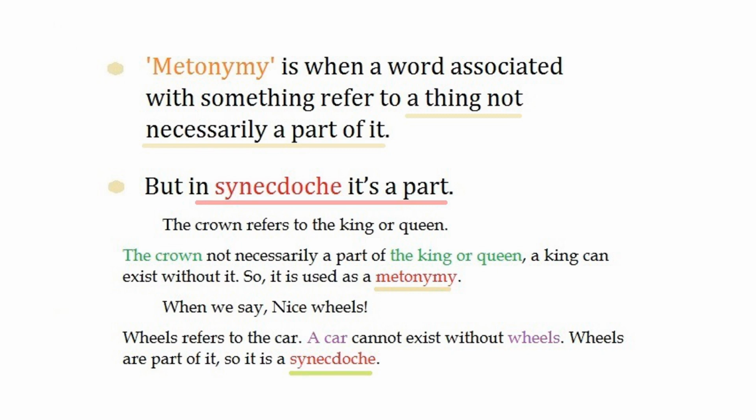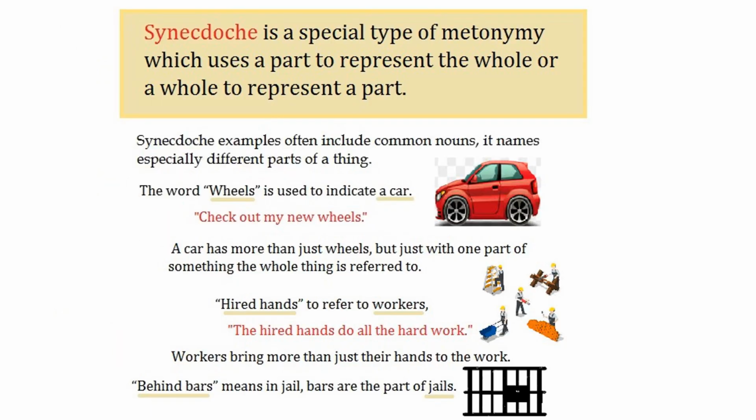When we say, nice wheels, wheels refers to the car. A car cannot exist without wheels. Wheels are part of it, so it is a synecdoche. Synecdoche is a special type of metonymy which uses a part to represent the whole or a whole to represent a part. Synecdoche examples often include common nouns. It names especially body parts or spare parts of a thing. The word wheels is used to indicate a car. Check out my new wheels. A car has more than just wheels, but with just one part of something the whole thing is referred to.